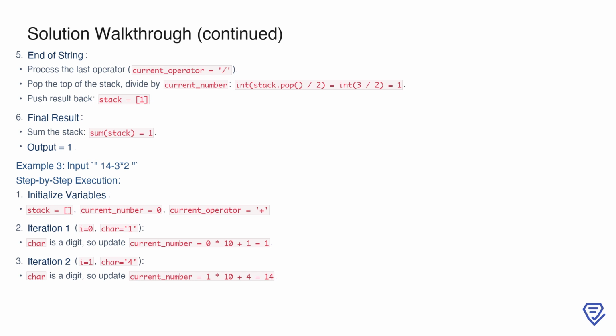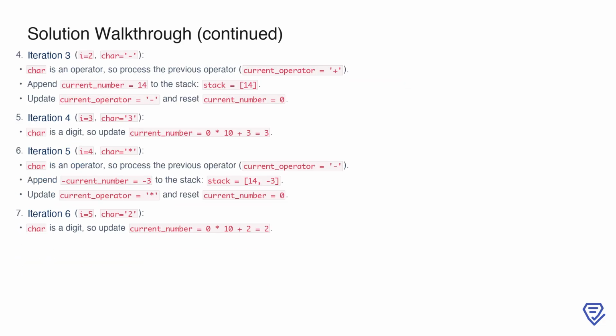Next, we consider a more complex example, 14-3/2. Once again, we initialize the variables: an empty stack, current_number equals 0, and current_operator equals plus. In the first iteration, the character is 1, a digit. We update current_number to 1. In the second iteration, the character is 4, another digit. We update current_number again, resulting in 14.